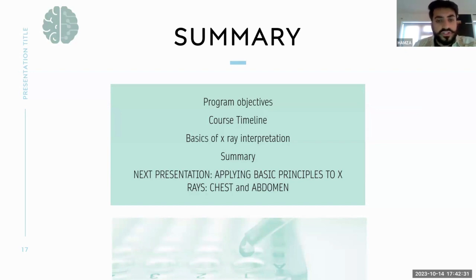If you're on an on-call situation, for example, you may be asked to review an X-ray of somebody who's critically ill, and so you'll have to know how to do that well.